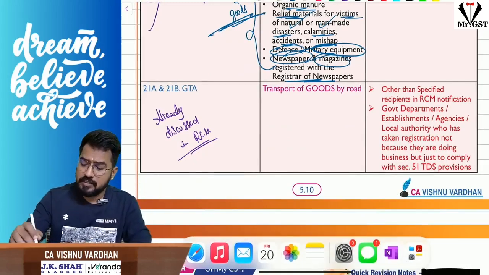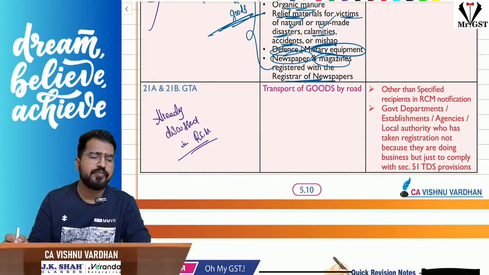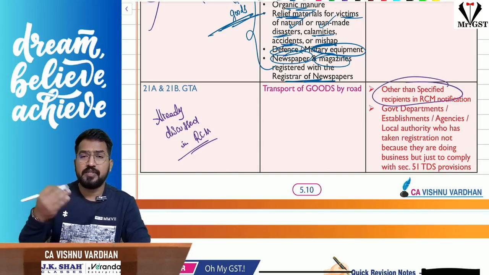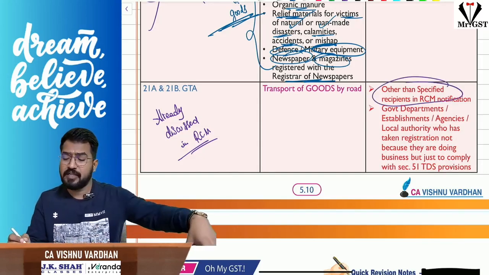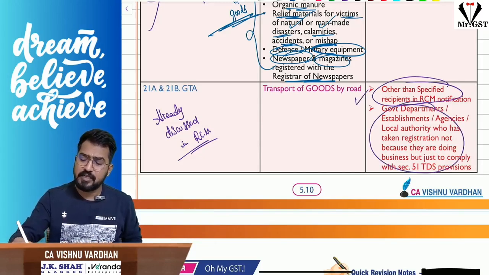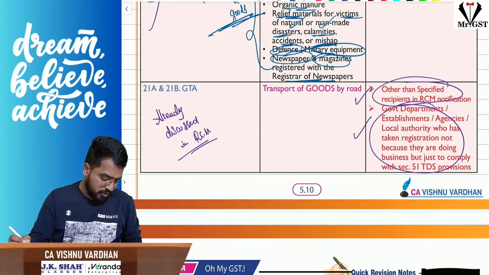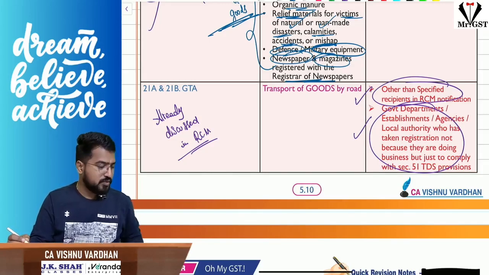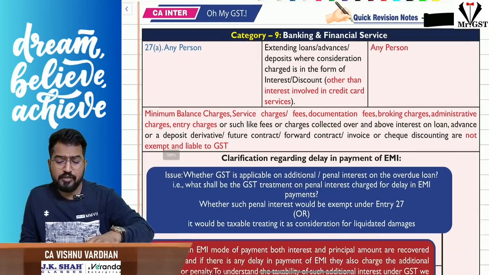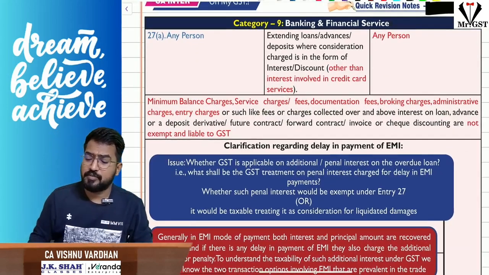But if the GTA is providing services, transportation of goods, to anybody other than specified recipients or section 51 entities, these things are exempt under GST. So no RCM, no FCM, we have already discussed that. Okay, so that is the concept. Now, with this we are done with another category, transportation of goods.